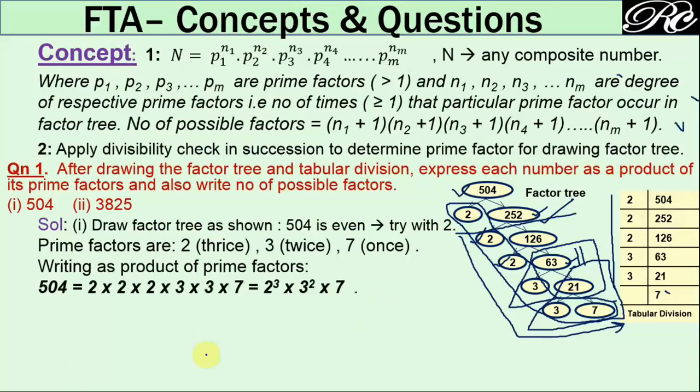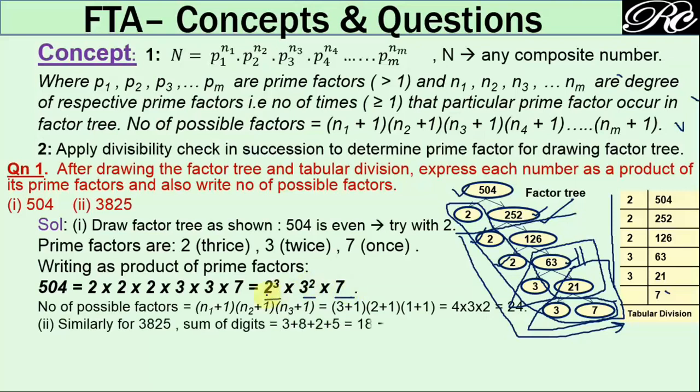Therefore this 504 can be written as 2 to the power 3, 3 to the power 2 and then 7. Now other factors can be obtained by combining these prime factors, and the total number of possible factors can be obtained by applying the formula. Here n1 is 3, n2 is 2, meaning the exponent of 3, and n3 is the exponent of 7, it is 1. So increasing each of these exponents by 1 and multiplying them, we will get the total possible factors, it is 24. Similarly we can do for the second one.